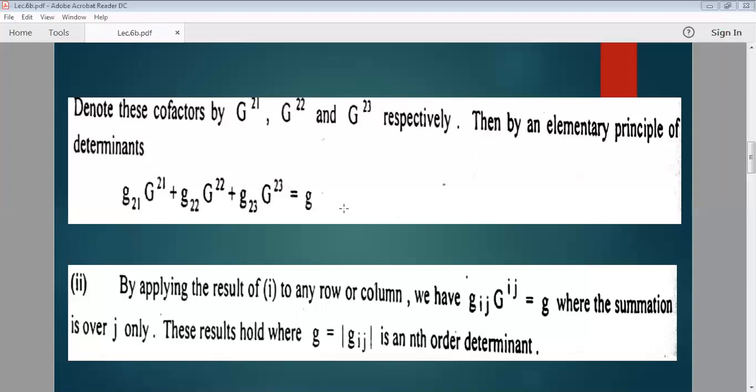Okay, now the second part. By applying the first result to any row or column, we have the sum of Gij capital Gij equal to G, where the summation is over j only, meaning we fix i and the summation changes along the row. This result holds where G equal to the determinant of Gij is an nth order determinant. So, I hope that answers it.